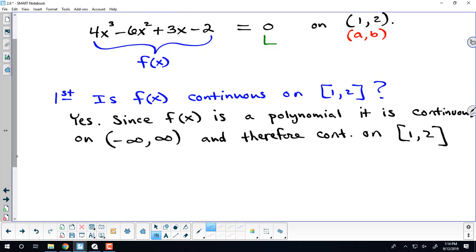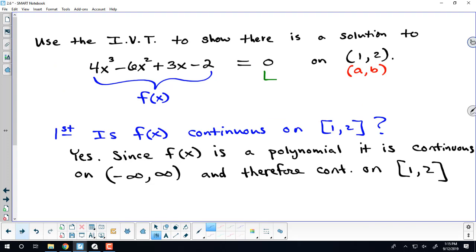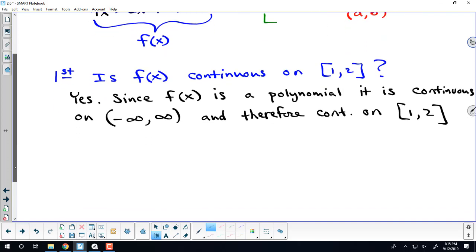All right. So we addressed the assumption f of x is continuous. Then the next step is L, which is 0 for us. 0 is a number strictly between f of a and f of b. So we don't know what f of a and f of b are yet, but we have a and we have b and we have f of x. So the second step is to compute f of your endpoints.